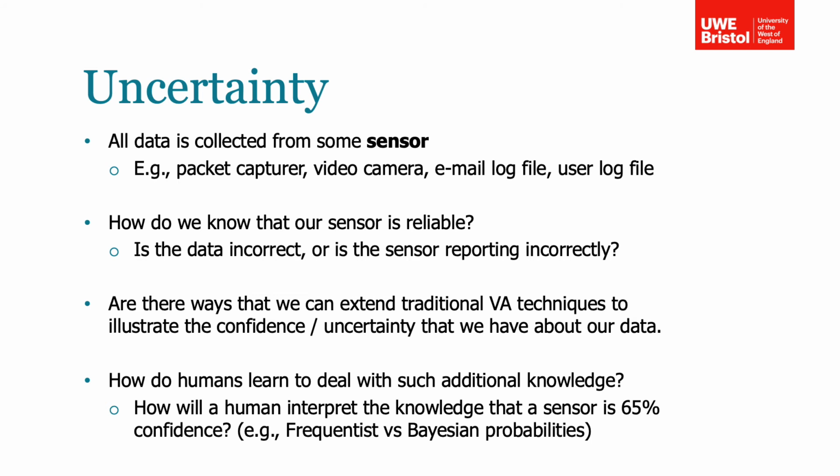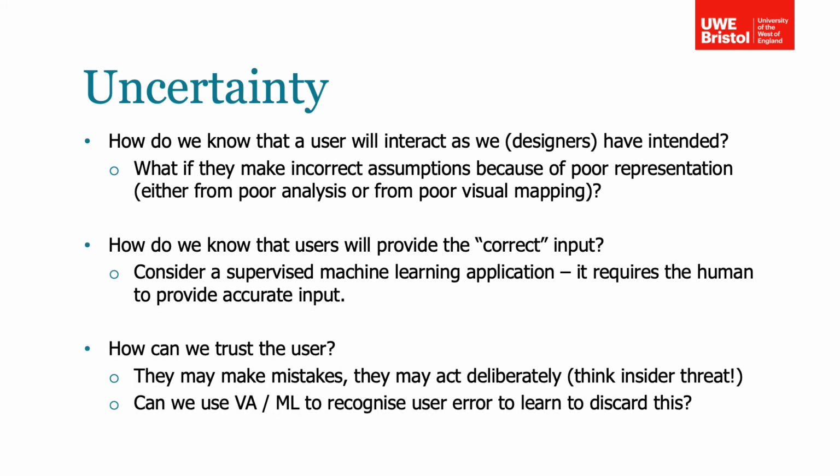There will also be uncertainty in our users. How can we ensure that they will use the tools in the way that they are designed? How can we ensure that they will act in the way that is intended? For instance, providing the correct information. Could visual analytics help to identify security concerns based on how users interact with a system, either deliberately or accidentally?